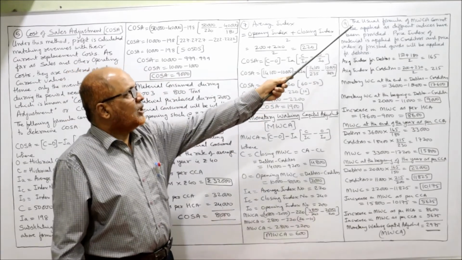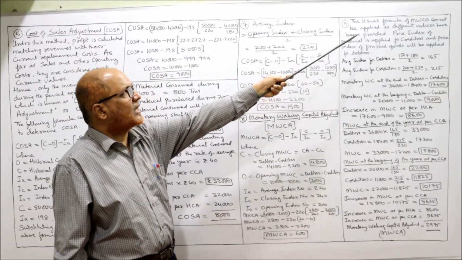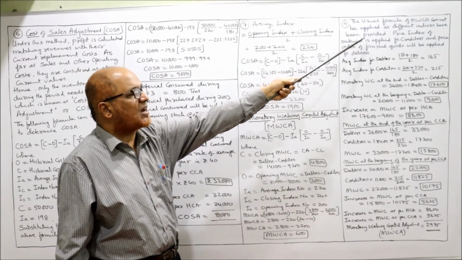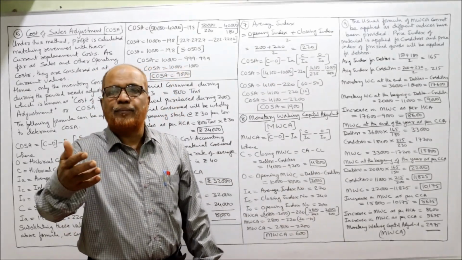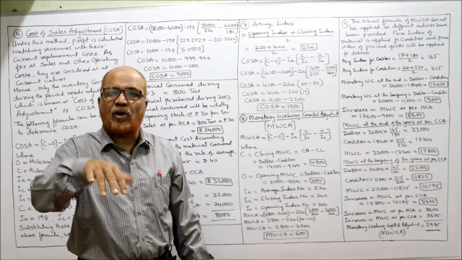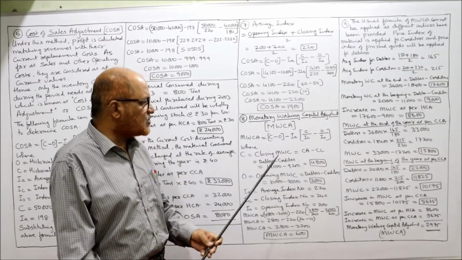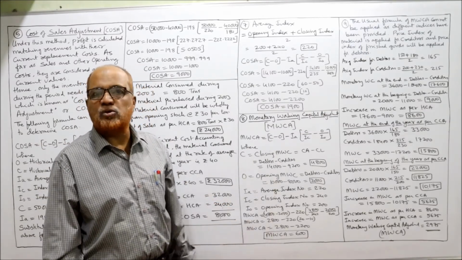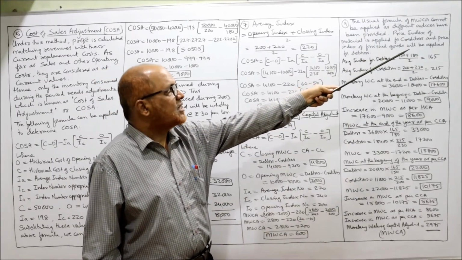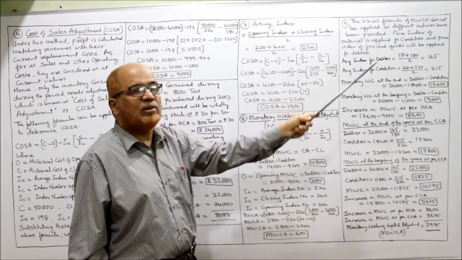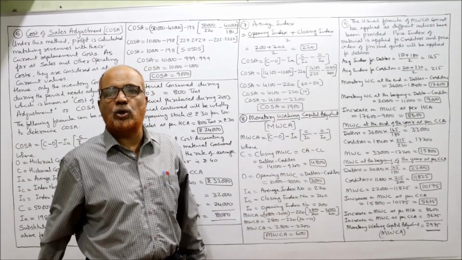Now see, the usual formula for MWCA cannot be applied as different indices have been provided. Index numbers are given differently for material purchased and for finished goods. That's why we cannot directly apply this formula for MWCA. Then the price index for material is applied for creditors and the price index for finished goods will be applied to debtors. Just now I told you.